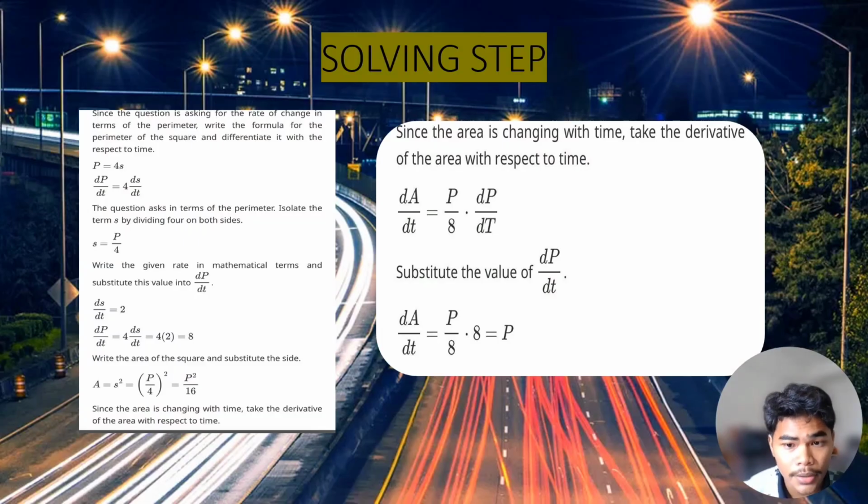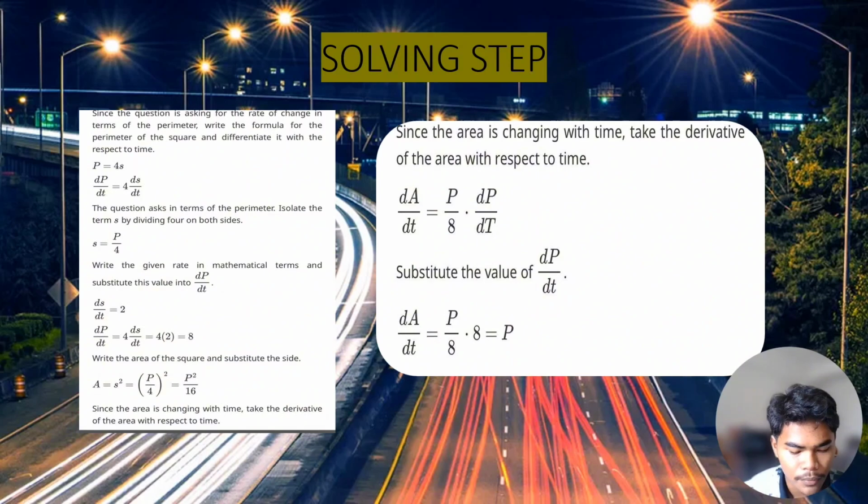Okay, the next step is the solving step. Since the question is asking for the rate of change in terms of the perimeter, write the formula for the perimeter of the square and differentiate it with respect to time. P equals 4s, dp over dt equals 4 ds over dt. Since the question asks in terms of the perimeter, isolate the term s by dividing by 4 on both sides. s equals P over 4.